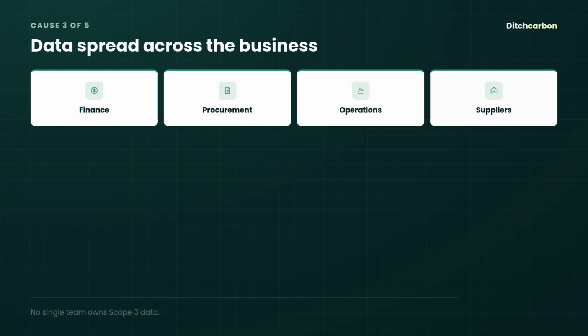Mistake 3 is letting data stay disconnected across the business. Finance owns one dataset, procurement owns another, operations have another, your suppliers have another. Scope 3 doesn't fail because organizations lack data. It fails because the data never comes together. Bringing these systems into one place matters just as much as collecting new data in the first place.